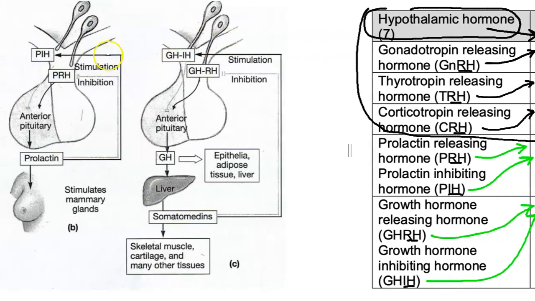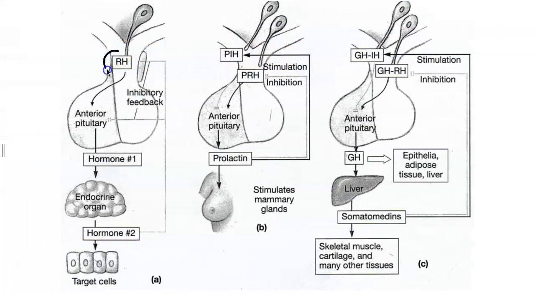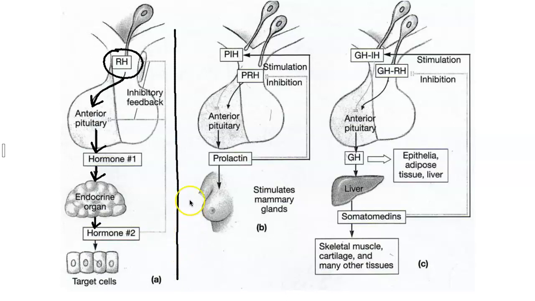So to summarize, tropic hormones only have releasing hormones at the level of the hypothalamus. The releasing hormone will circulate to the anterior pituitary, cause release of an anterior pituitary hormone, which then will target an endocrine gland, causing release of another hormone that has an effect in the body. So those are the tropic hormones, LH, FSH, TSH, and ACTH.